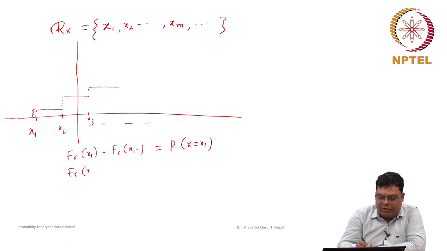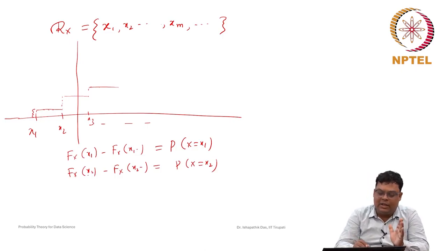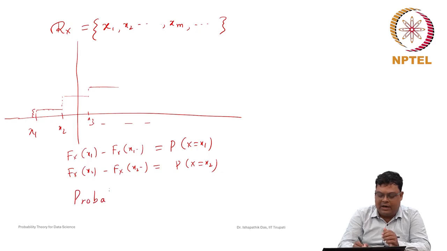Similarly, the probability at x2, F_X(x2) minus F_X(x2 minus), is nothing but the probability that X equals x2. So, probability at a point has a relationship with the cumulative distribution function, and sometimes for convenience, we can use this probability at a point instead of the cumulative probability. That is why we define a new function, called the probability mass function for a discrete random variable.